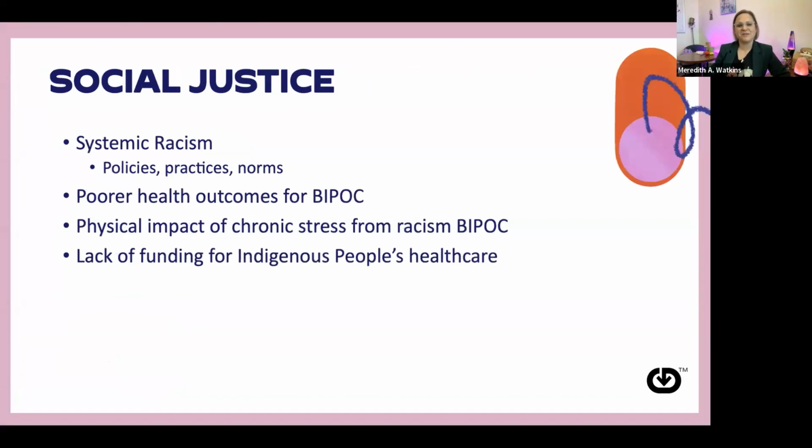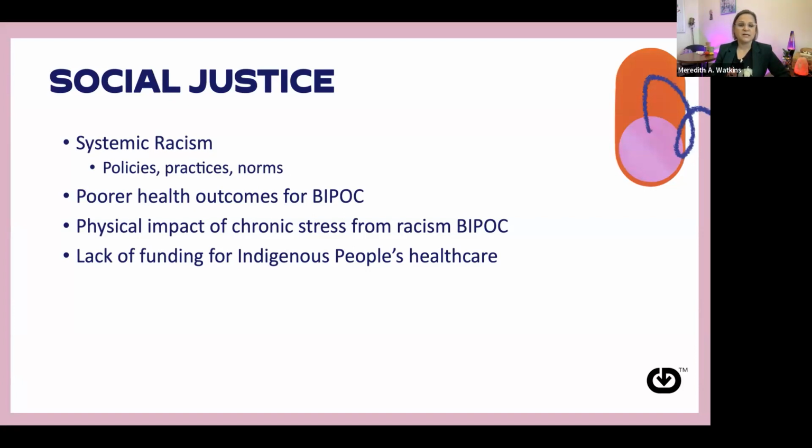The final element is social justice. Unfortunately, there is systemic racism in the healthcare system in the United States. And we see that in policies that were implemented like the New Deal, and practices and norms. We see it in data outcomes where there are poorer health outcomes for BIPOC people in our country. We can see the physical impact of chronic stress from racism in the BIPOC community.